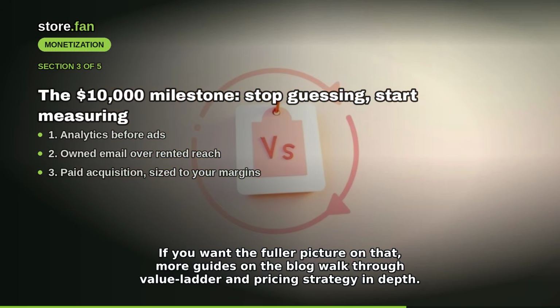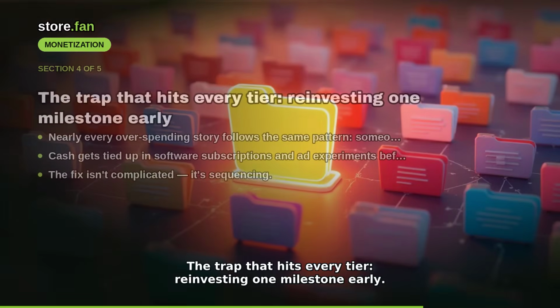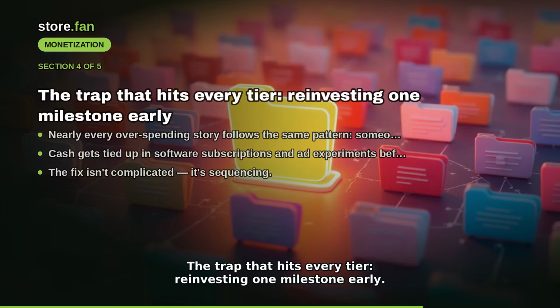If you want the fuller picture on that, more guides on the blog walk through value ladder and pricing strategy in depth. Reinvestment order in one line: $100 proof. $1,000 automation. $10,000 measurement and reach. Don't skip a rung.